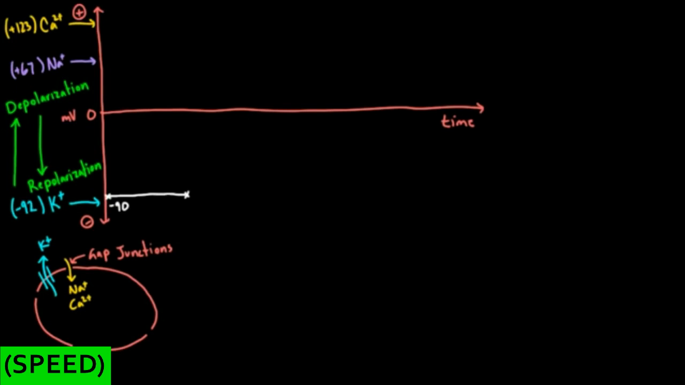Well, it was negative 90, but now that we've got some positive ions sitting inside of our cell, it becomes a little bit more positive, right? So it goes up to, let's say, here. And it happens pretty quickly. So now it's at negative 70, up from negative 90.